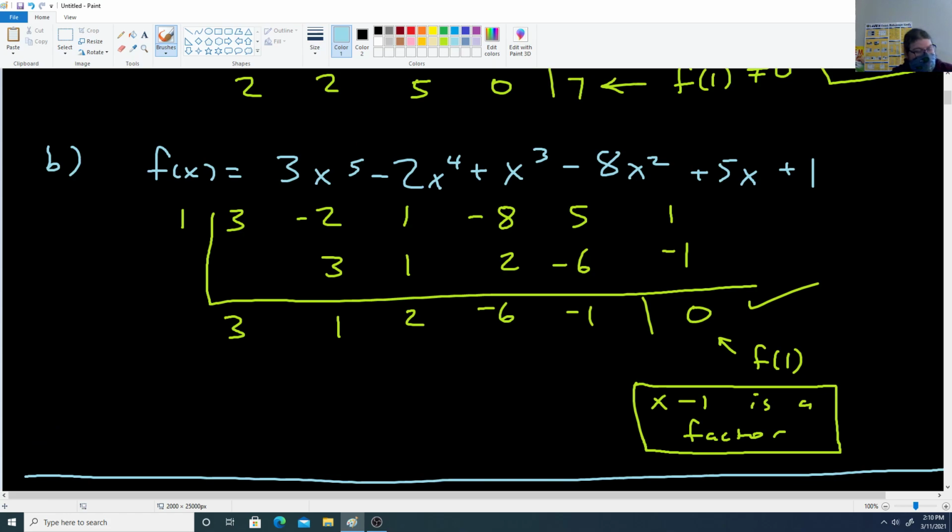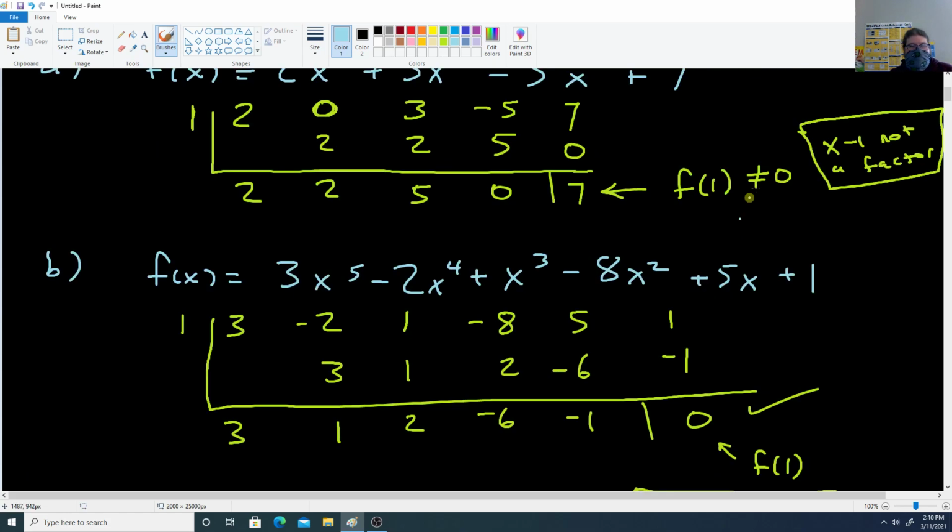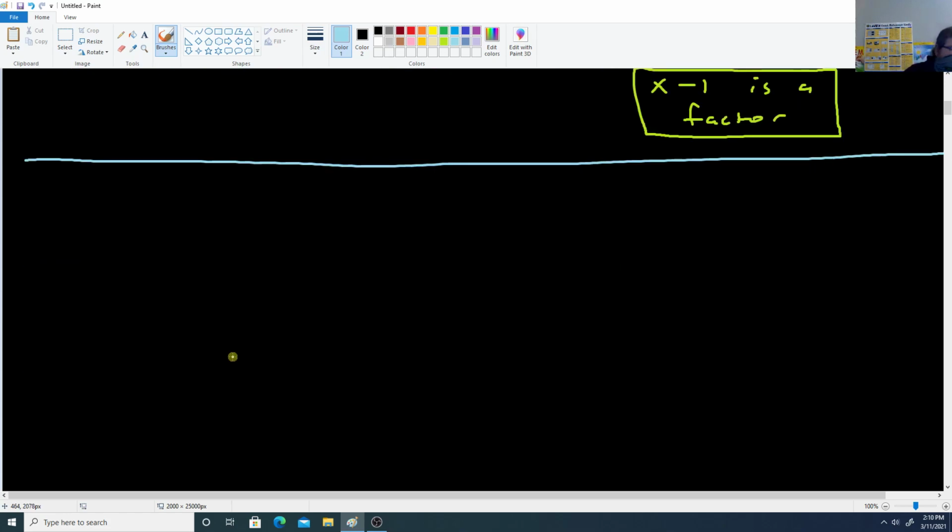So that is how to use the factor theorem. You kind of combine it with the remainder theorem, and you use synthetic division, and you check if the remainder of the division is 0. If it is 0, that's good. It's a factor. If it's not 0, that's bad, and the thing you're dividing by is not a factor.